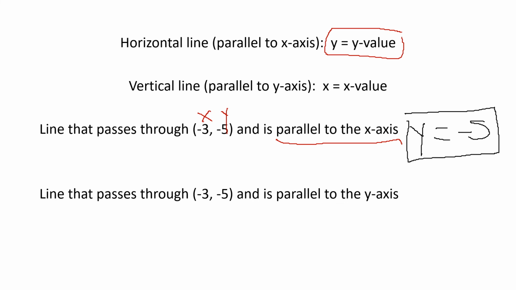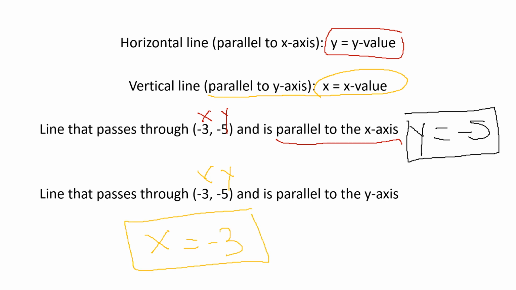What about a line that passes through -3, -5, but is parallel to the y-axis? If it's parallel to the y-axis, then it's vertical, and I use x equals the x value. Again, x, y. So x equals -3. That's the line equation for a line that is parallel to the y-axis. So just remember, horizontal is y, vertical is x.